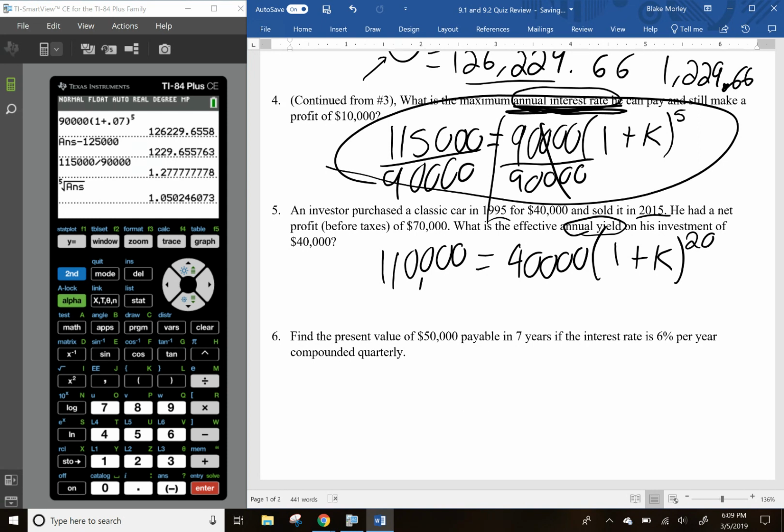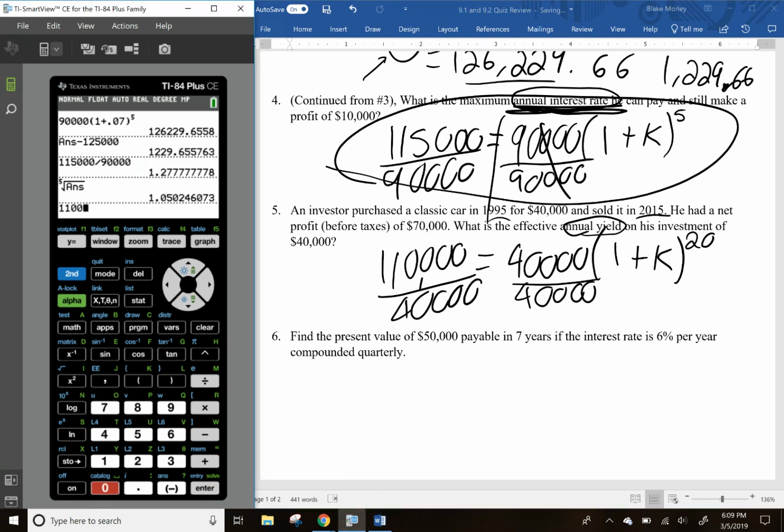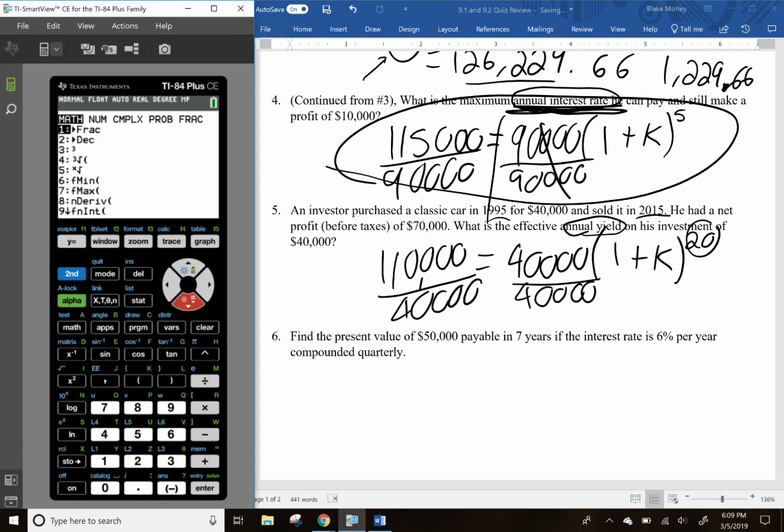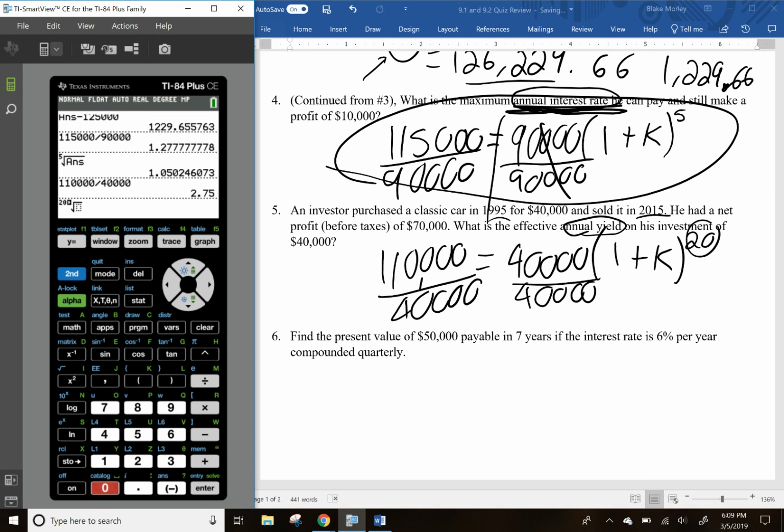So just solve this the same way you solved the last problem. Divide both sides by 40,000. Right, 110,000 divided by 40,000 equals that. Then you'll have to take the 20th root, right? You'll have to get rid of the exponent, so you'll have to take the 20th root of that. So we'll take, just kind of rushing it here because it's pretty much the same as the last one. So if you don't know what I'm doing here, then you didn't know what we did on the last problem, and that's just unfortunate.